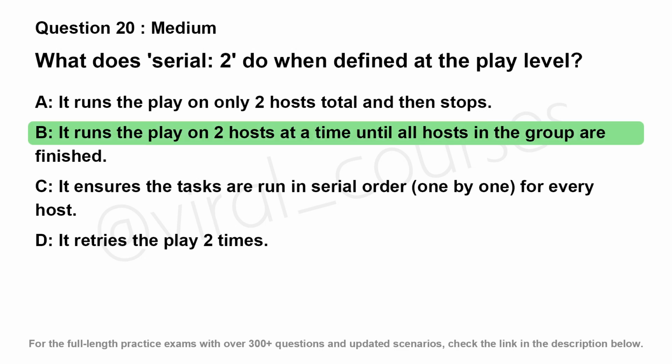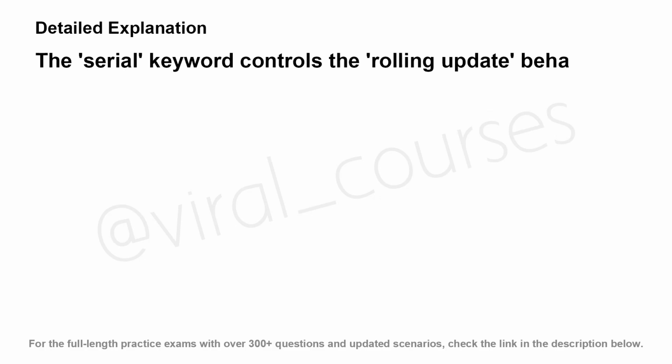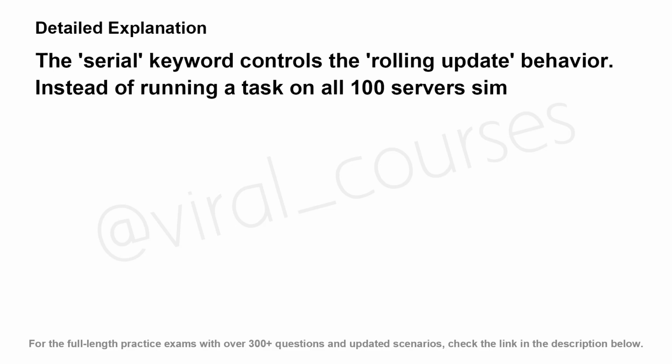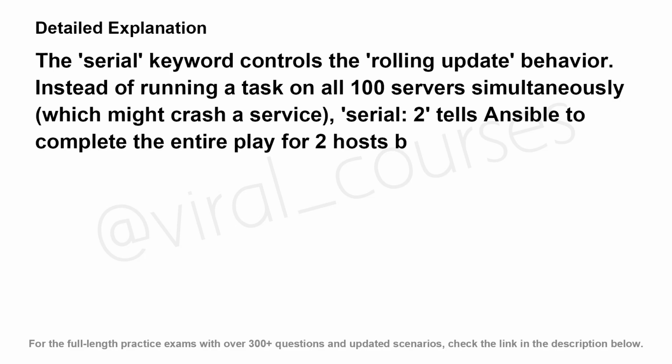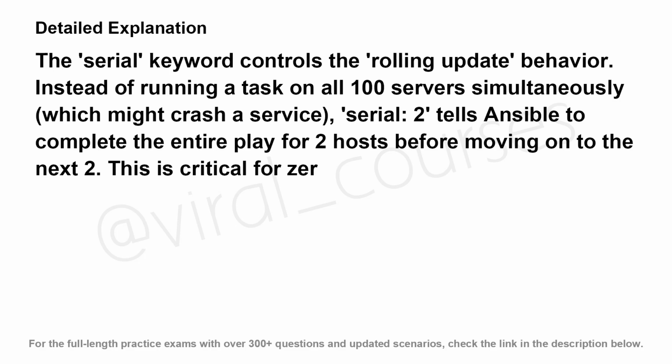The correct answer is B. The serial keyword controls the rolling update behavior, instead of running a task on all 100 servers simultaneously, which might crash a service. Serial: 2 tells Ansible to complete the entire play for 2 hosts before moving on to the next 2. This is critical for zero downtime deployments.